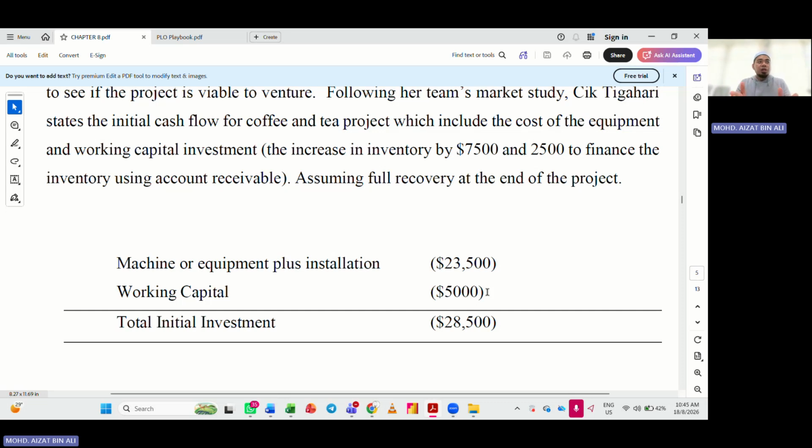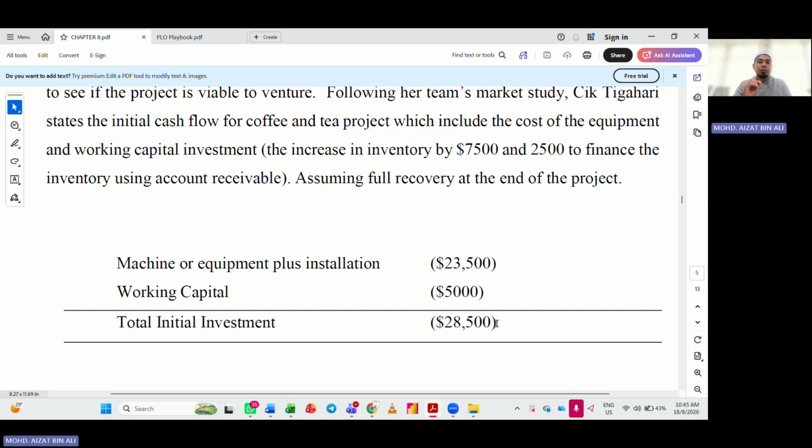So at this point in year zero, we have cash outflow. Why? Because we spent 23,500 ringgit to pay for the machine, the cost of the machine, and then the working capital requirement. So the total initial investment is 28,500 ringgit.